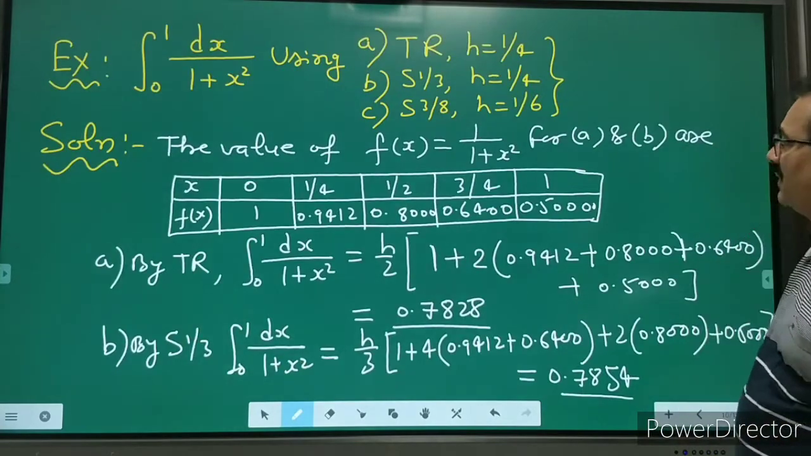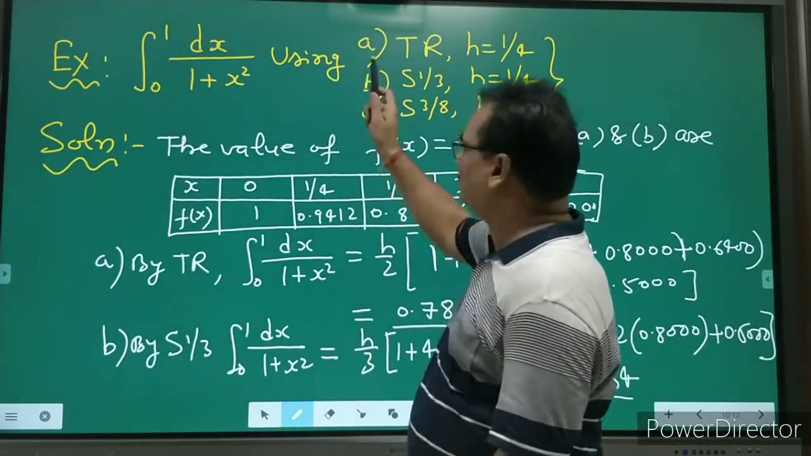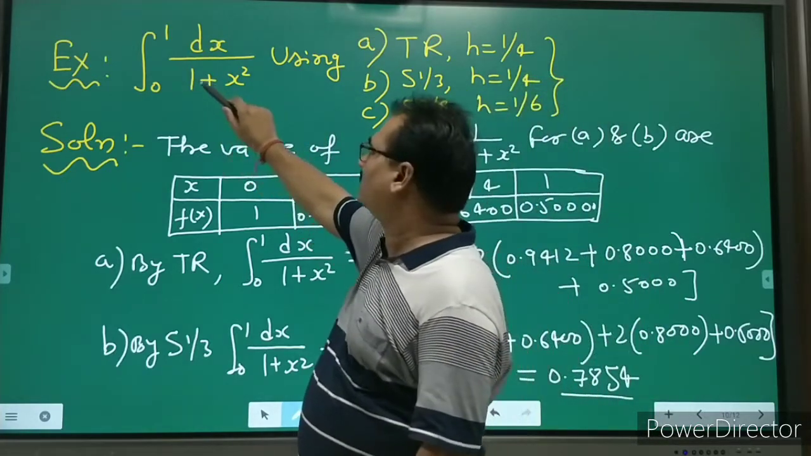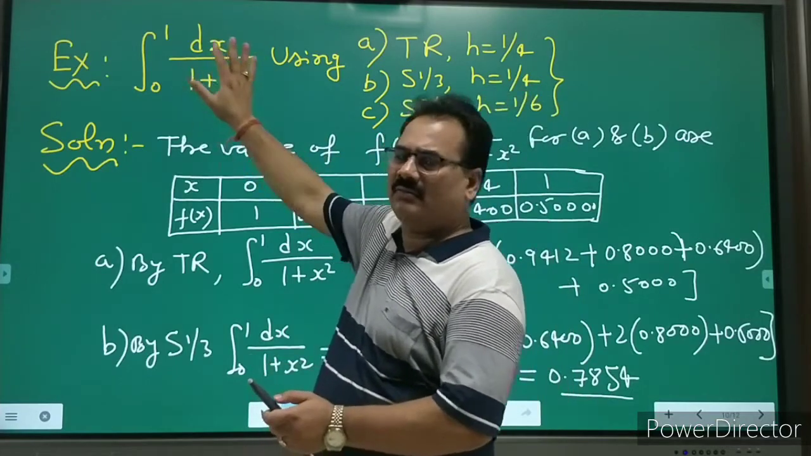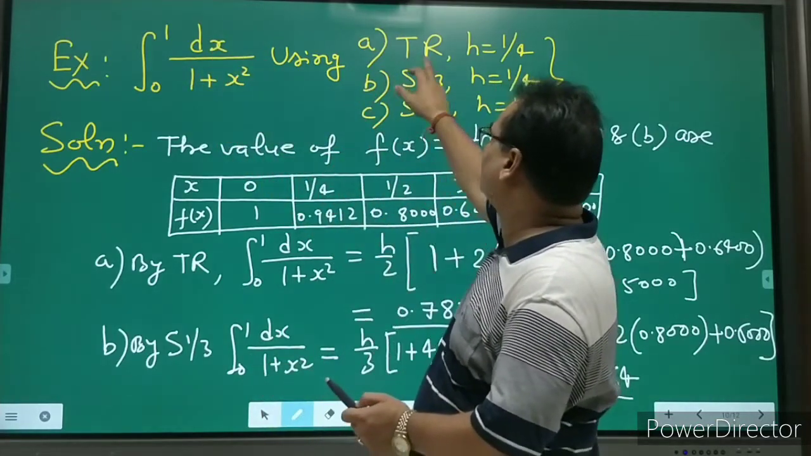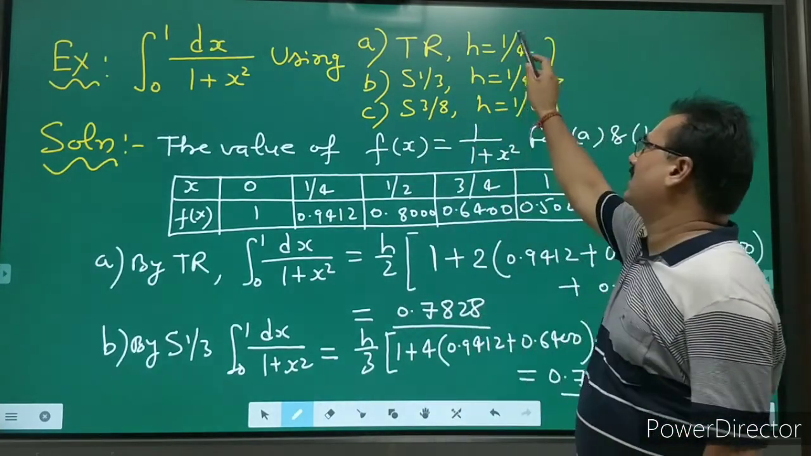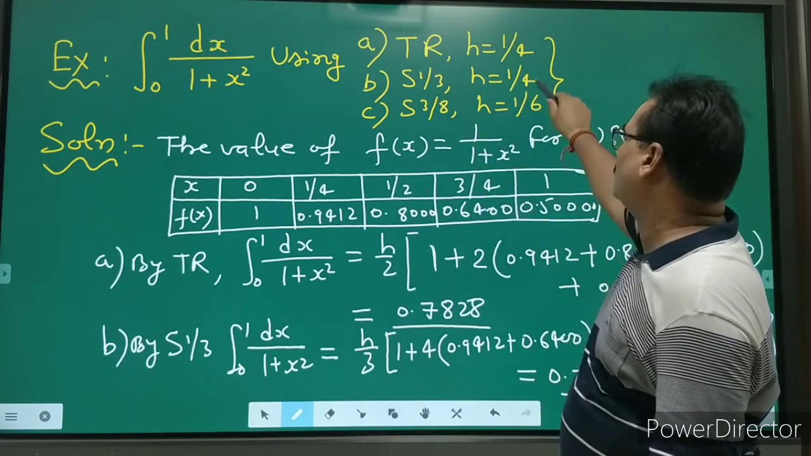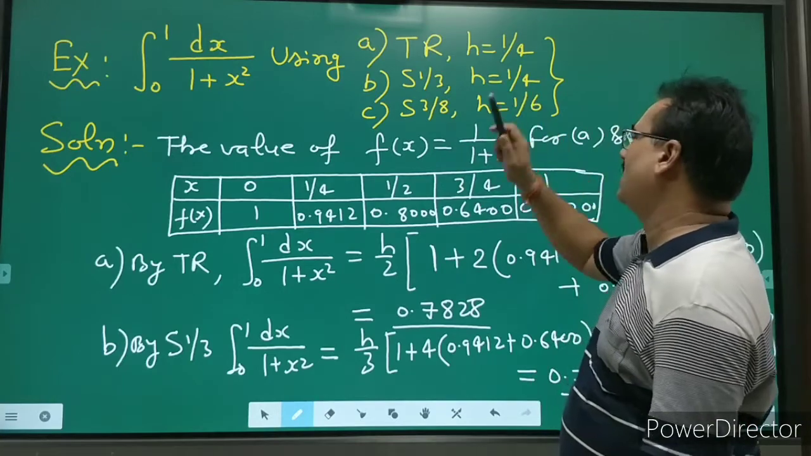So now let us do one numerical problem. In one problem you apply all these methods. Just to try to learn: the integral from 0 to 1 of dx by 1 plus x square. This may be any kind of definite integral. And you have to apply the trapezoidal rule by taking h is equal to 1 by 4, Simpson's 1/3 by taking h is equal to 1 by 4, but Simpson's 3/8 by taking h is equal to 1 by 6.